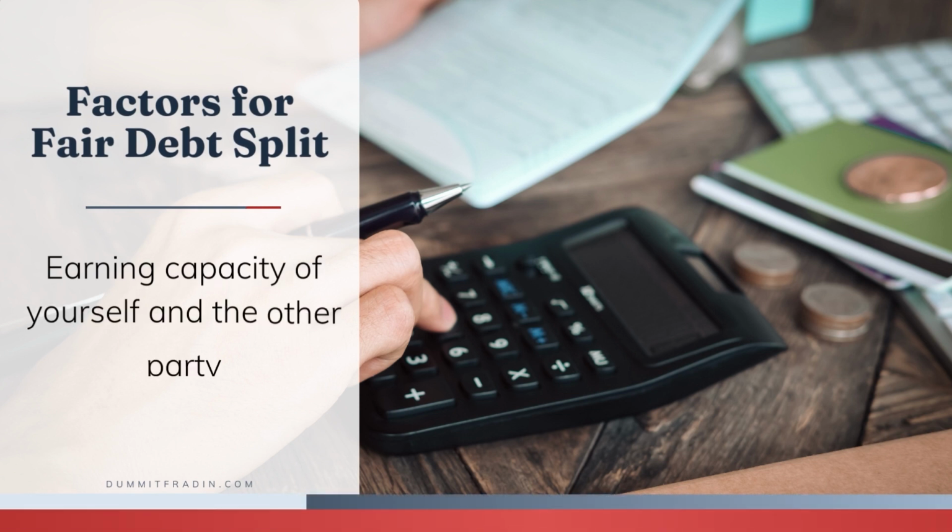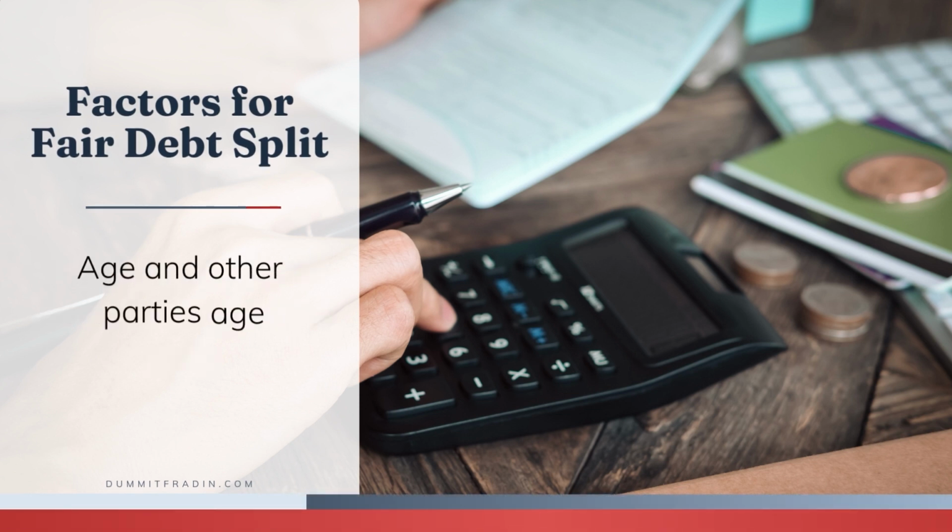One of those factors would be the earning capacity of yourself and the other party. Another factor would be your age and the other party's age. And the third factor that the court really considers is the health of both parties.